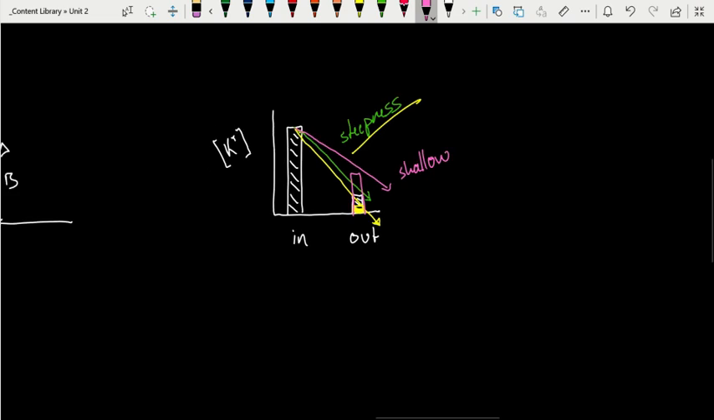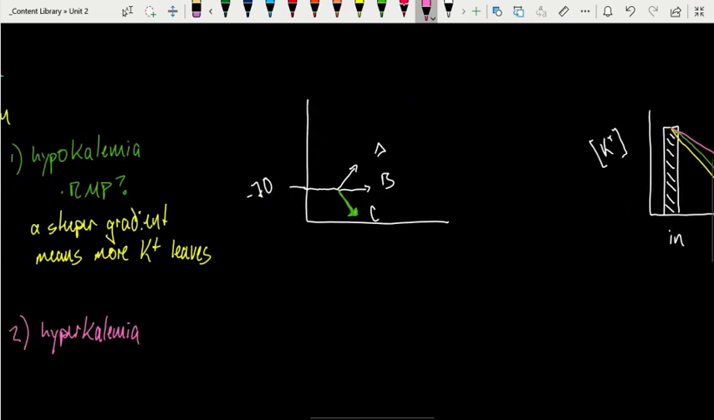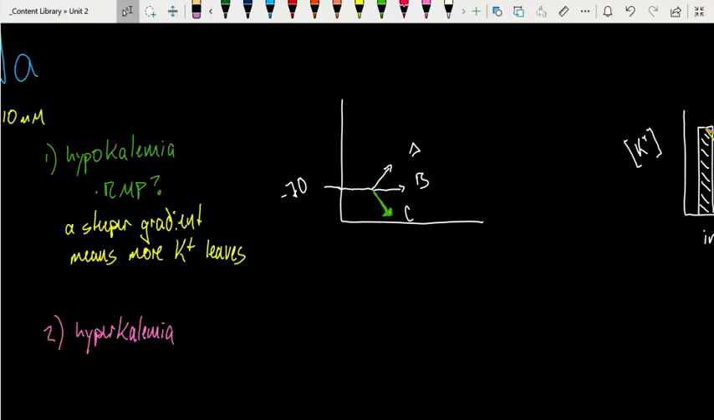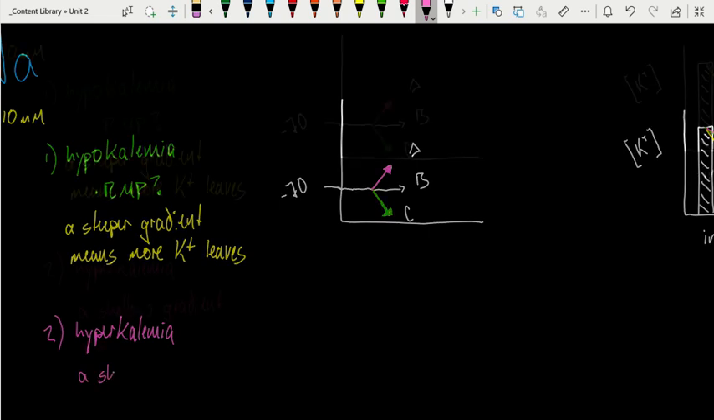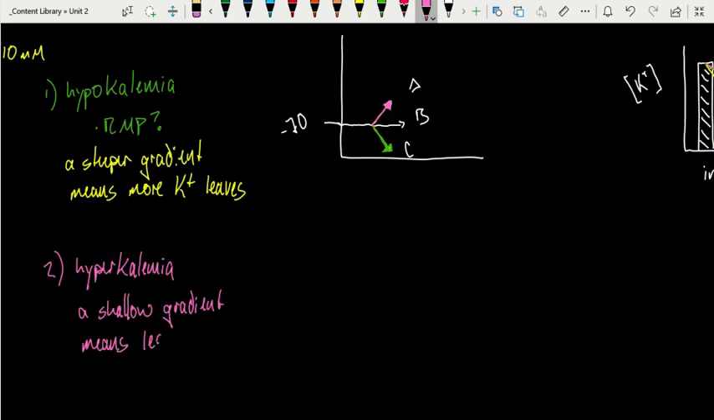And if less potassium leaves, then what happens? The cell becomes less negative. In other words, it depolarizes, or it becomes, I can't say more positive, it's not going to get positive, but it is becoming less negative. So a shallow gradient means less potassium leaves, and this means the cell depolarizes.